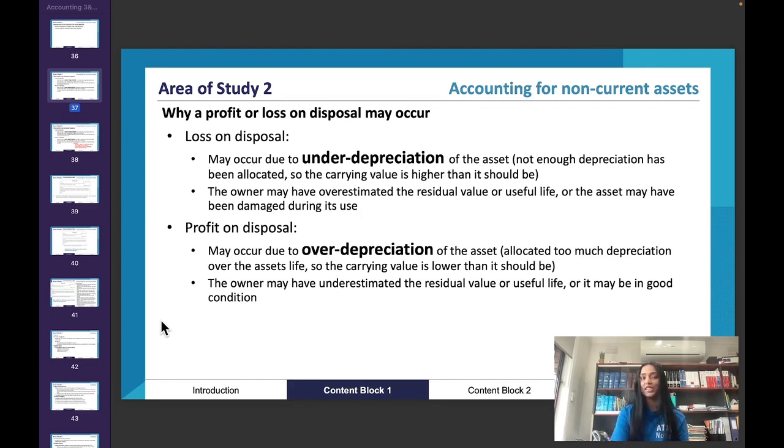There are calculations that you can use in order to kind of get that estimation, but at the end of the day, there isn't any source documents to back up the residual value or to back up the useful life of the non-current asset. And those are two very important values that we use when we're calculating depreciation. So if those estimations are wrong, then depreciation will be calculated wrong.